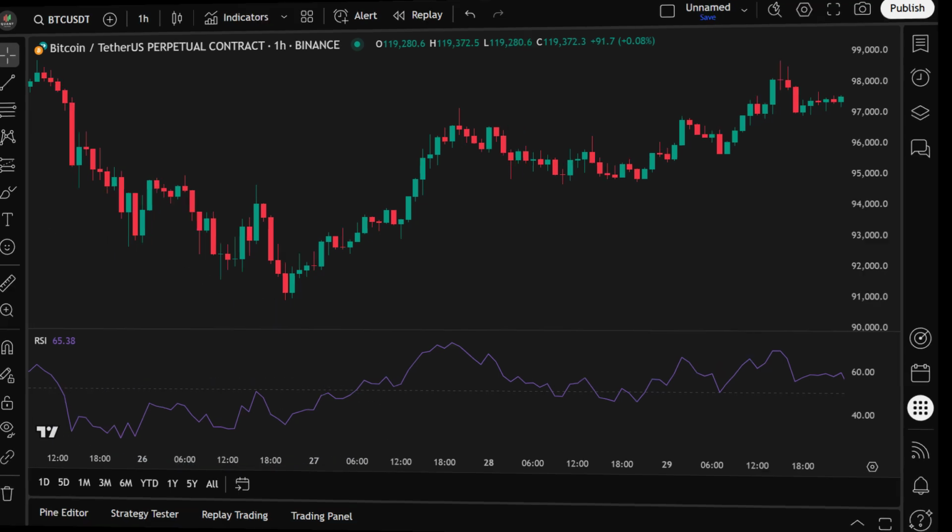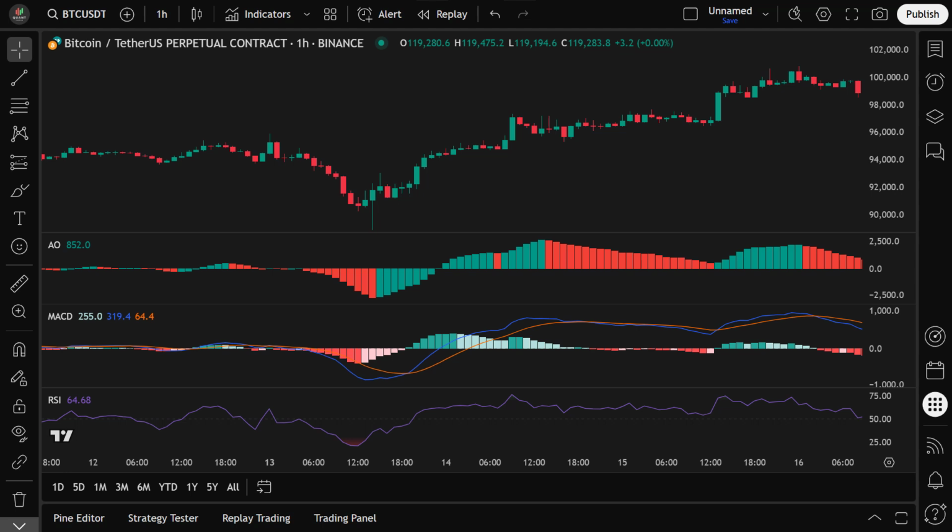By combining the Awesome Oscillator, MACD, and RSI, we create a strategy that captures momentum shifts and trend changes more effectively, helping us identify better trade opportunities with higher confidence. Now that we understand how each indicator works, let's walk through how we apply them to identify trade setups and signals. To enter a long position, we wait for all of the following conditions to be met.